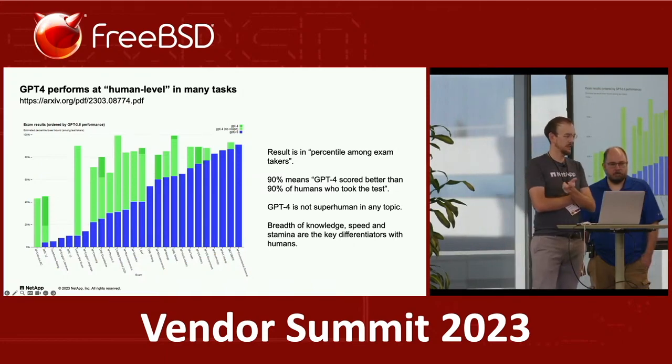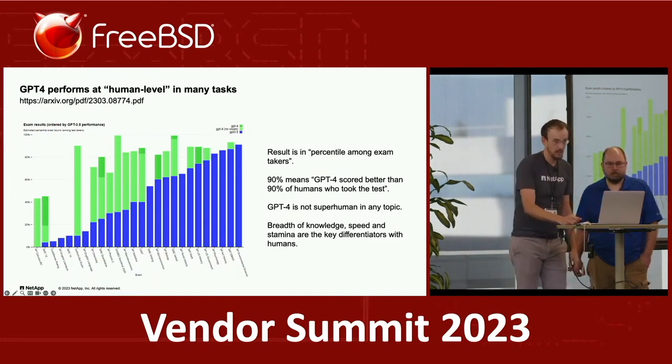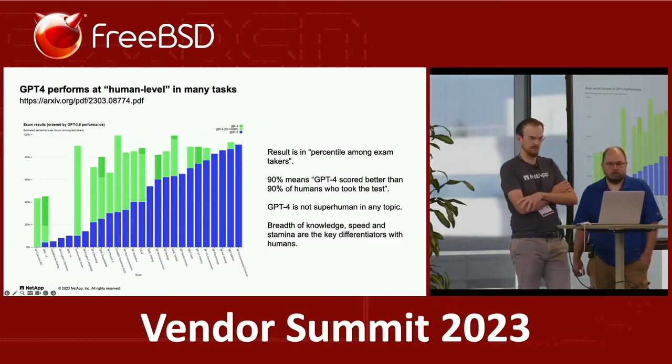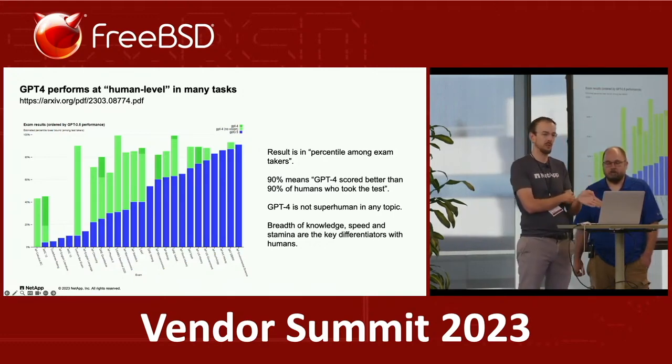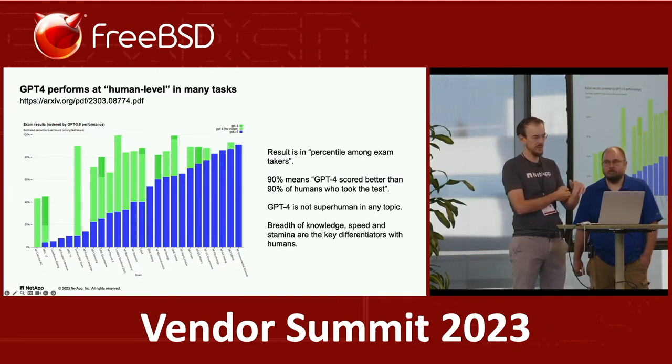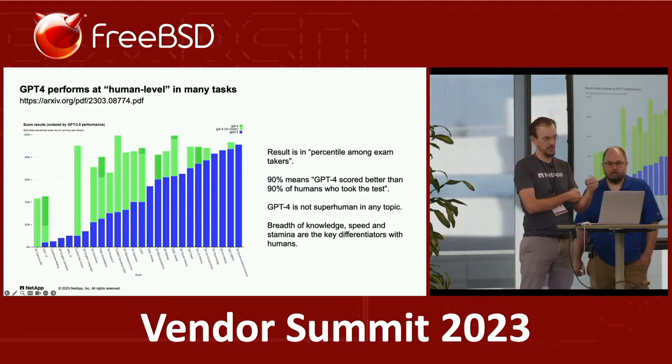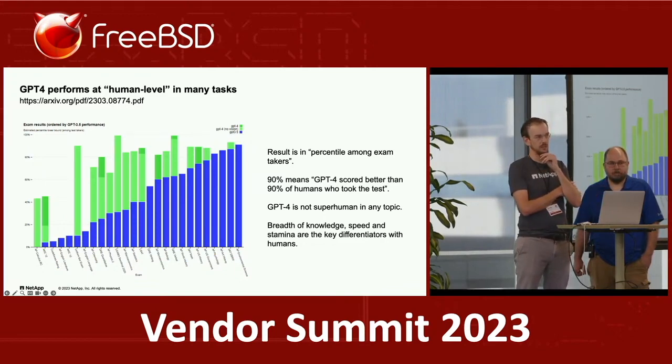And so what you see here is how many different topics the model is decent at, right? It scores above 80 or above 60 in a lot of them, especially GPT-4. GPT-4 is the green bar, GPT-3.5 is the blue bar. And so GPT-4 is not superhuman in any topic. You can see it never actually beats all the humans, right? It never reaches 100 in any of those exams here.